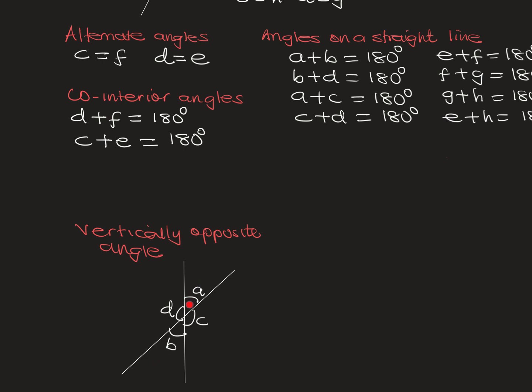So A and B are called vertically opposite angles, while C and D are also called vertically opposite angles. Remember, for vertically opposite angles, they are going to be equal angles. So it means A will be equal to B, C will be equal to D. Okay? All right.